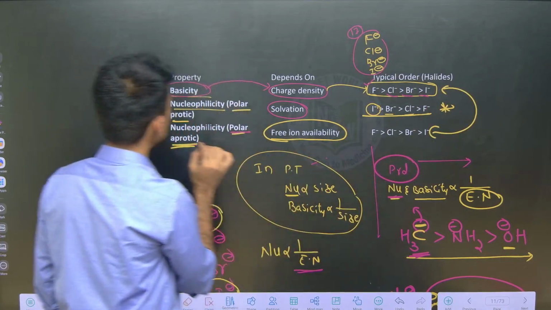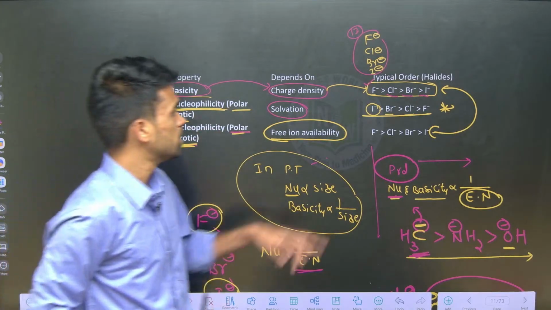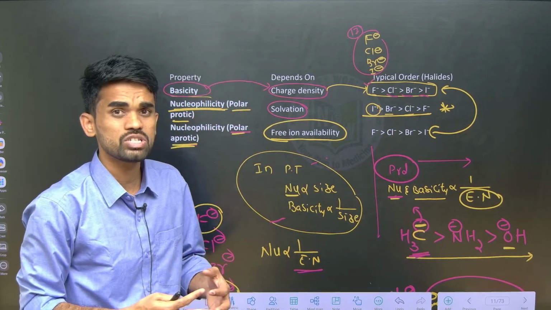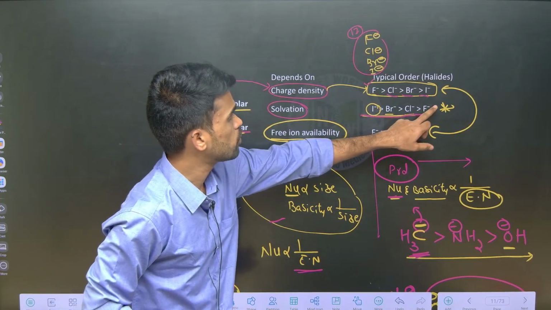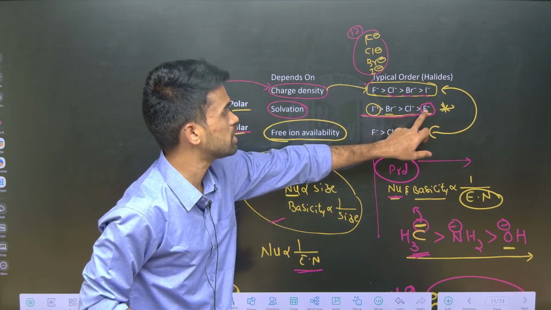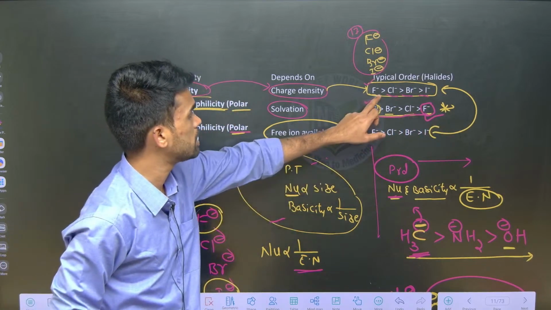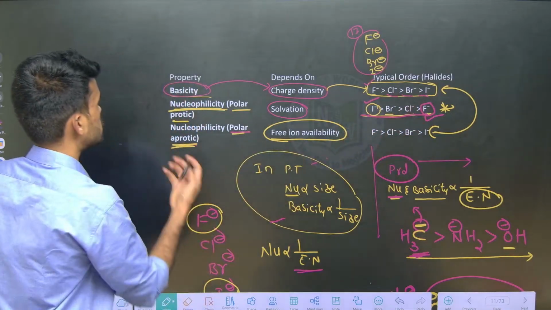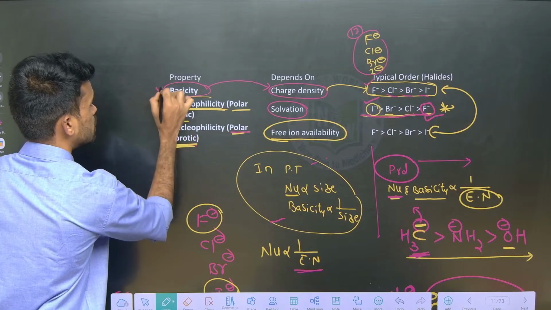Now in this case, what is happening, sir? In polar protic solvents, these ions get solvated. Why does solvation happen? Due to hydrogen bonding. Due to that reason fluoride ion is less nucleophilic, because it gets solvated more when we compare with the other ions. So iodide ion is more nucleophilic than bromide, chloride and fluoride. That's it. This is in polar protic, and that is in polar aprotic. Try to remember the difference here.